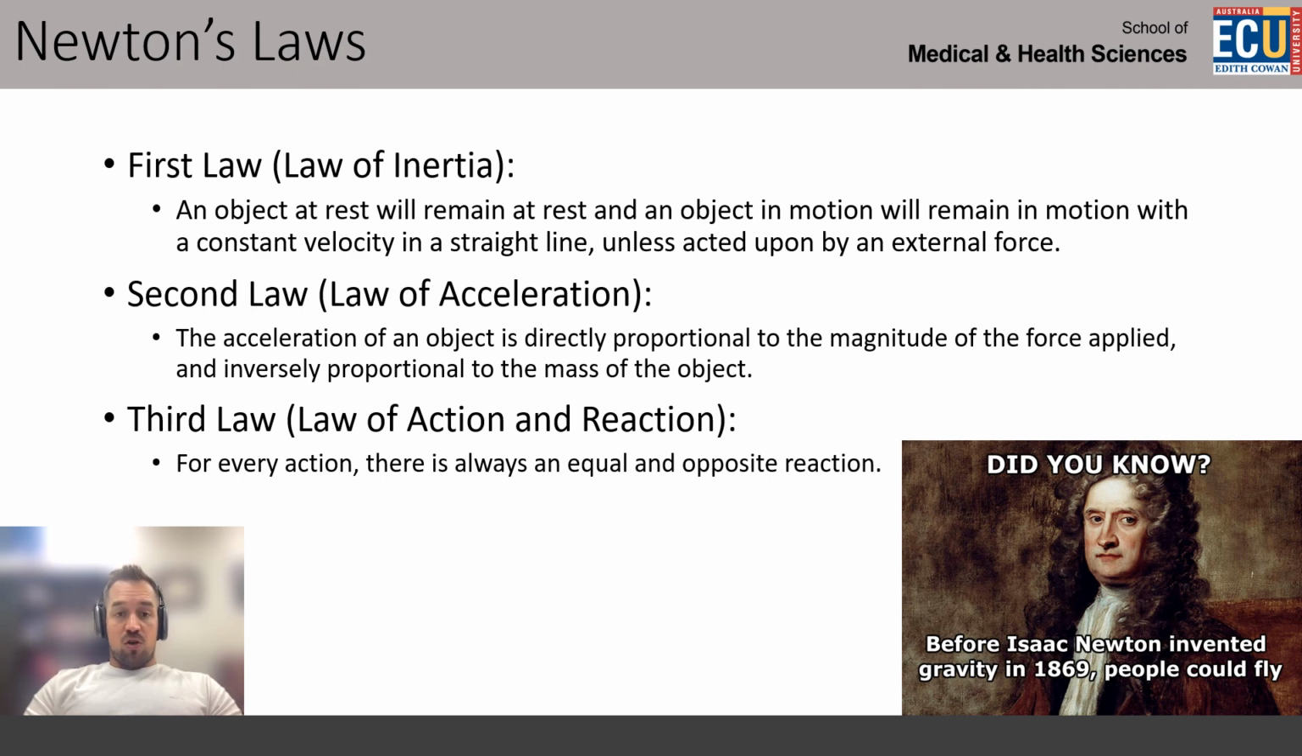Okay, so the first law, the law of inertia, determines that an object will not change its state of motion unless a force is applied to it. The second law of motion, the law of acceleration, gives us an equation which we all know. Mathematically, we can write it as F equals m times a, where F is the force applied, m is the mass of the object, and a is the acceleration of the object.